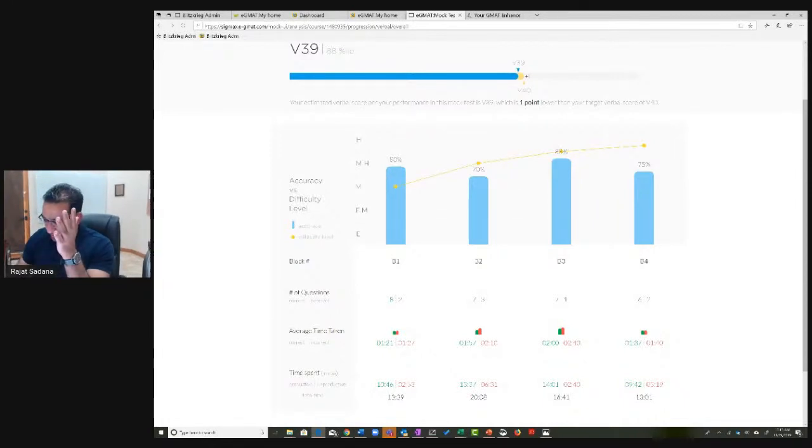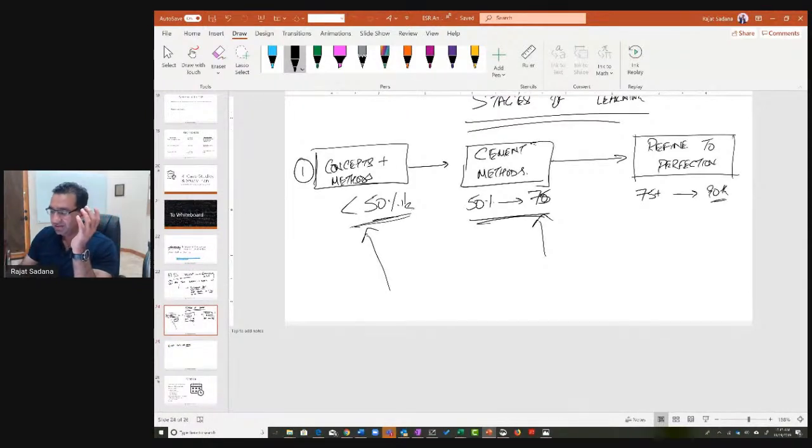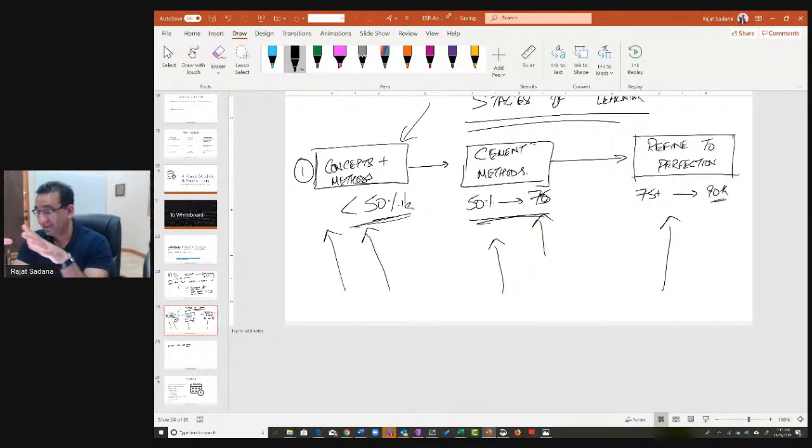The second takeaway is, when you get that ability score, understand which stage of learning you are in. And based on the stage of learning you are in, focus on either learning the content or cementing the methods or refining to perfection. This is 1, this is 2, and this is 3.